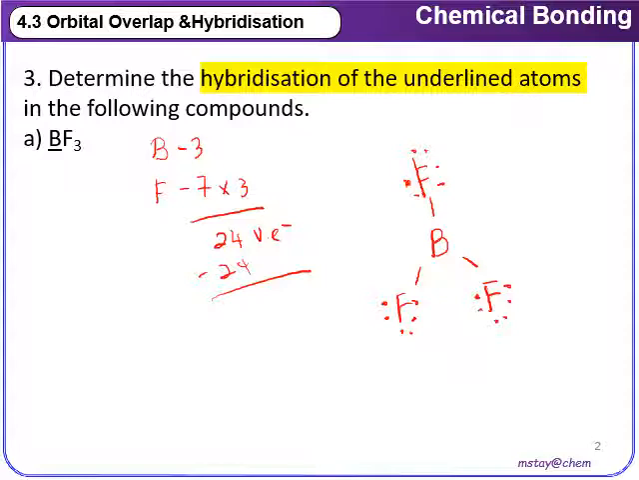According to this, boron is surrounded by 3 electron domains. So the type of hybridization is sp2.